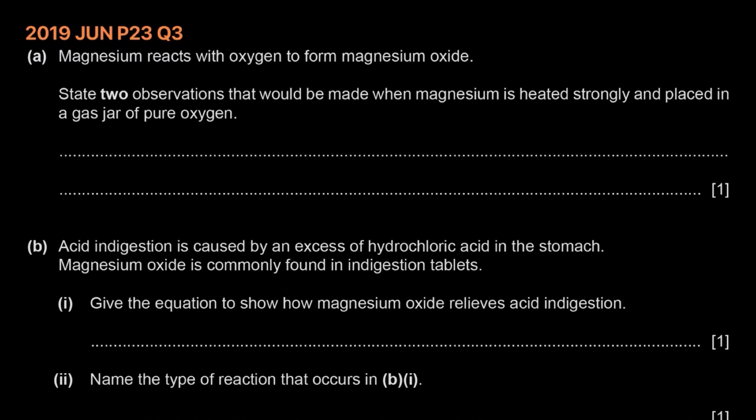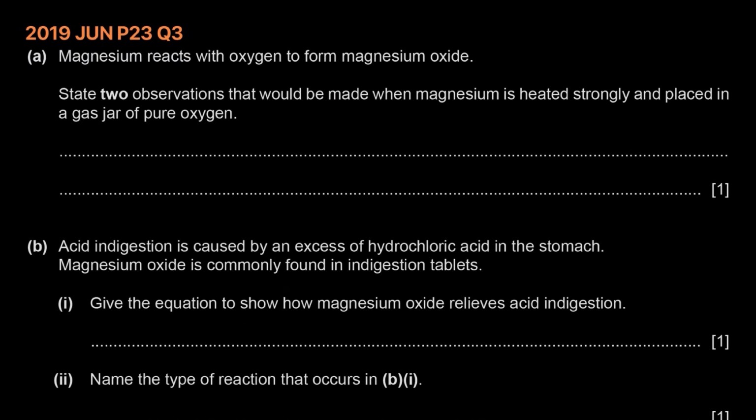So in this question, it says here magnesium reacts with oxygen to form magnesium oxide. State two observations that you would make when magnesium is heated strongly and placed in a glass of pure oxygen. Now there are a few observations. The first is the flame color. There also is what happens to the solid. Initially the solid is going to be silvery gray metal, and then the final product will be a white solid, right? So you can mention any of those two.